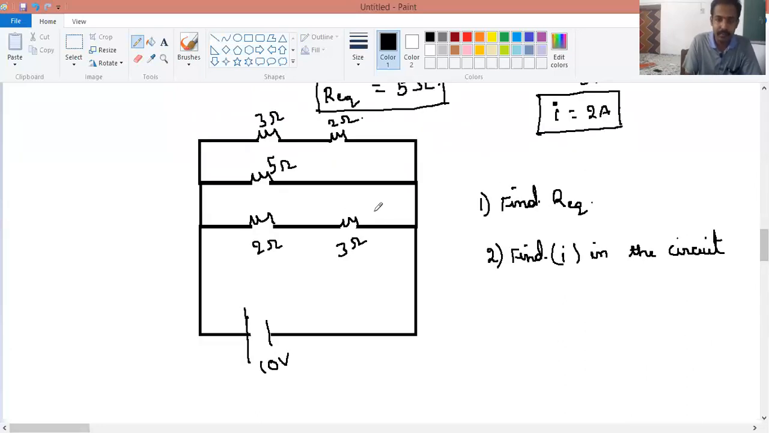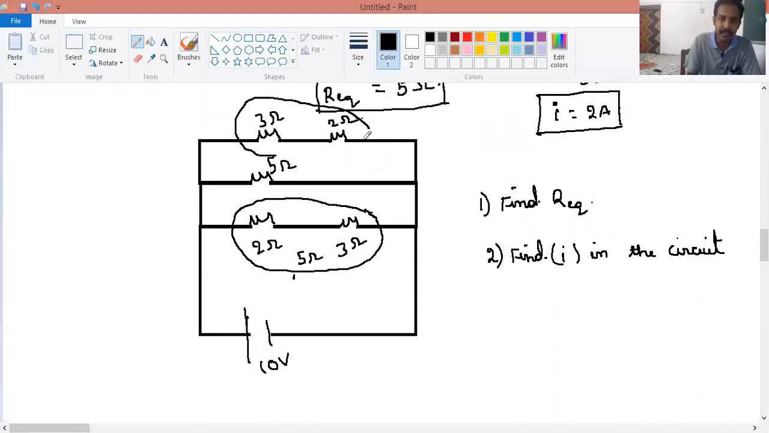If you see these two conditions, these 3 and 2 are in series connection. So this total R equivalent is going to be 5. Again, these two resistors are in series connection, so again this is going to be 5 ohm. So 5 ohm and 5 ohm are in parallel connection.